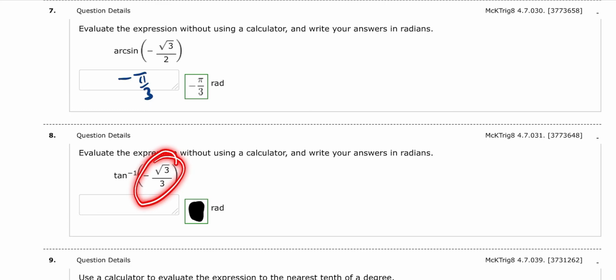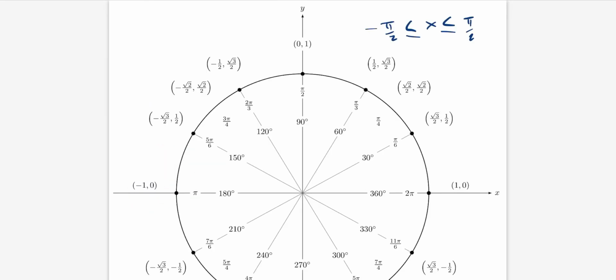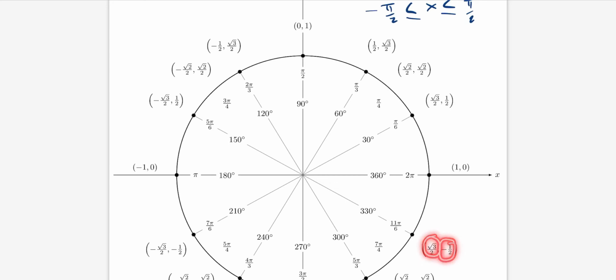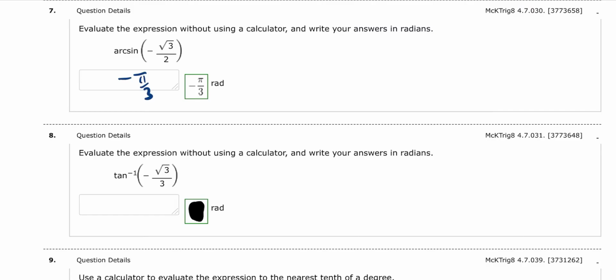All right, for the next one, we're looking for the angle that has this tangent value. So that would be quadrant 4 because this is where it's negative. This is where it's positive. So if you divide this number by this number, you will get radical 3 over 3. So it will be 11/6 pi. But however, we don't call it 11/6 pi. We call it pi over 6, but in the negative direction, so negative pi over 6.